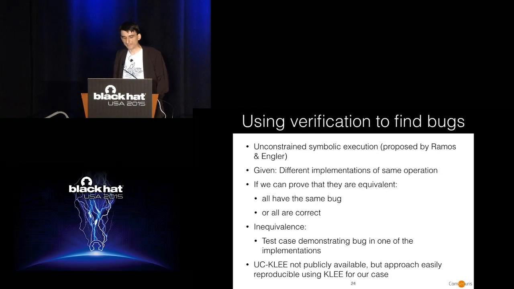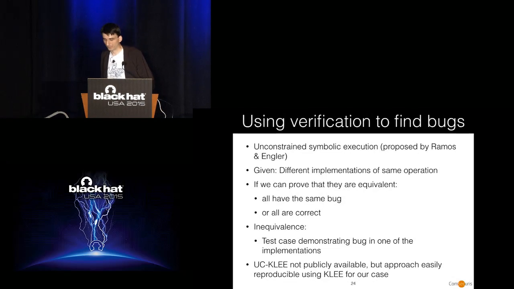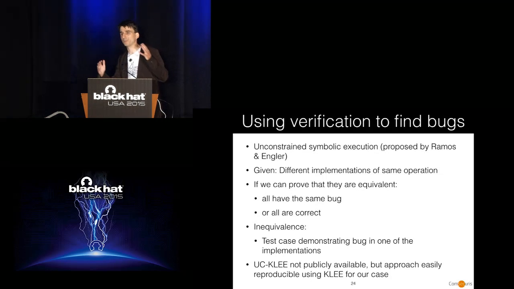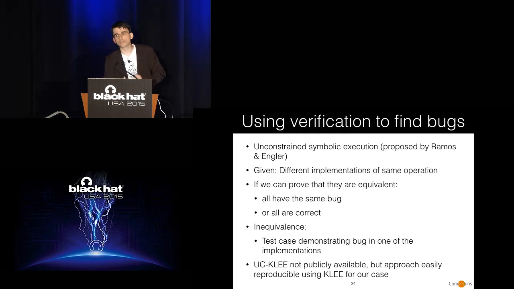Basically, what they proposed in this paper from 2011 was that, given that you have different implementations of the same routine or the same operation, you can use symbolic execution to prove that they're either equivalent, so then they all have the same bug, or they are all correct. And on the other hand, if your symbolic execution engine shows that you have an inequivalence, you automatically get a test case for triggering the behavior.